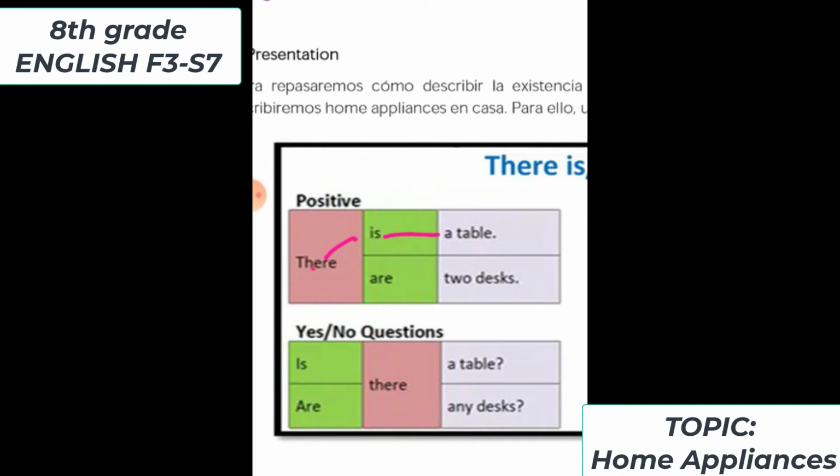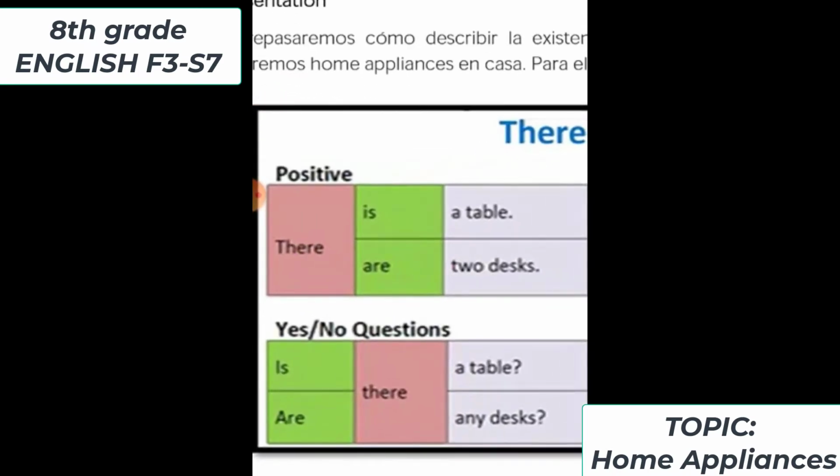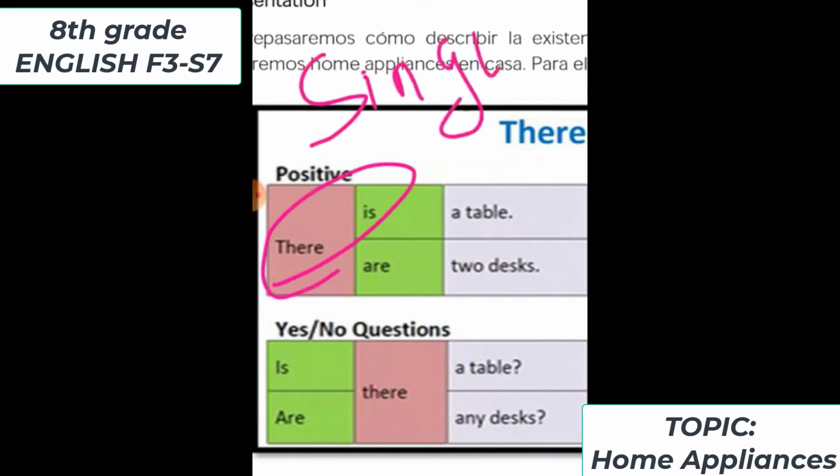There are 2 desks in my house. What's the difference? ¿Cuál es la diferencia? Attention here. Aquí solo hay uno. There is a, solo one. Y en la de abajo, there are 2. Mira, ya son más de uno, more than one. So, there is for singular, para cuando solo hay uno.